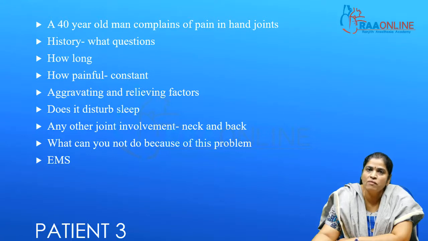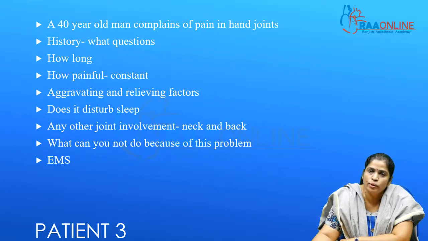He also seems to have episodes that come and go. So when he has the episode, the pain is a lot and it's constant, but he has times when there is no pain. Aggravating and relieving factors: he says only painkillers help, and he has not noticed any specific aggravating factor. It does disturb his sleep when the episodes happen. Any other joint involvement? He says he gets occasional back pain.